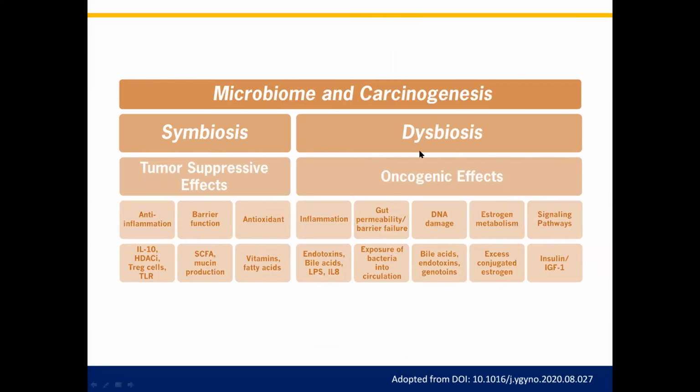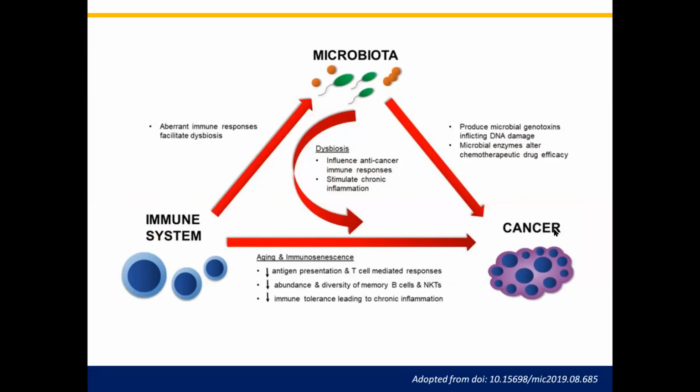Whereas if there is dysbiosis, then we can see oncogenic effects like inflammation, gut permeability, barrier failures, DNA damage, which is responsible for most of the cancers, and estrogen metabolism and signaling pathways, which lead to cell proliferation. Specific to that, we have the microbiota, where dysbiosis can influence anti-cancer immune responses and stimulate chronic inflammation, and it also helps in producing cancer cells.